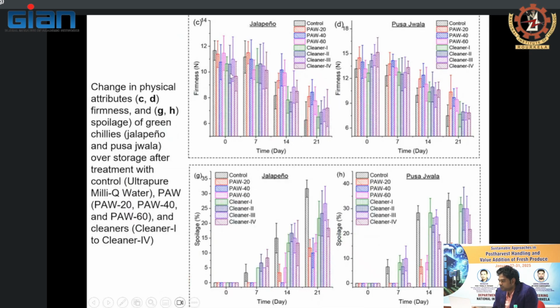And if you see the quality parameters like firmness and spoilage percentage, the firmness of the chili, again the plasma treated shows less changes in the firmness when compared to the control samples. And the spoilage in control is about 35%. 35% is spoiled, whereas plasma activated water 20 and 40 minutes shows less than 10% of spoilage, whereas for 60 minutes it is slightly higher, 12% of spoilage was seen in green chilies.